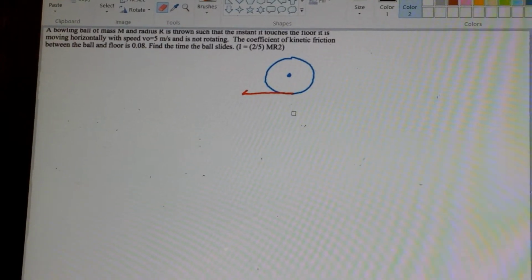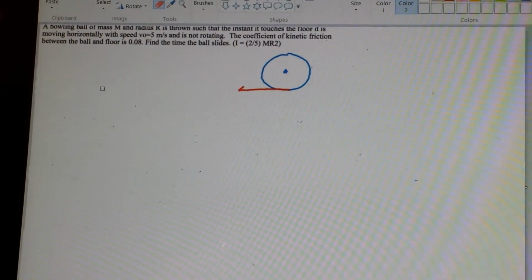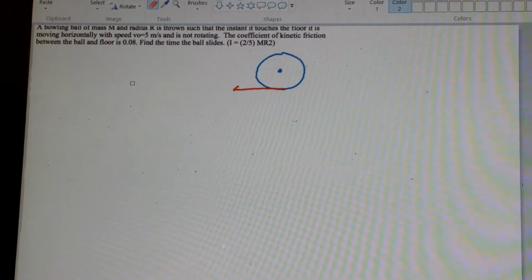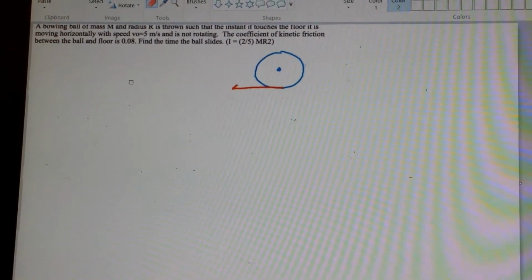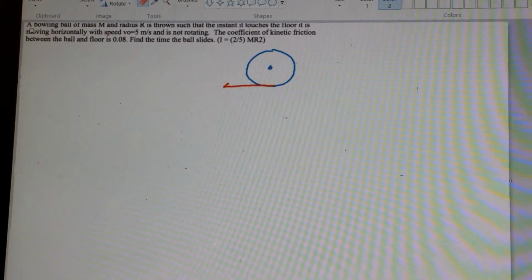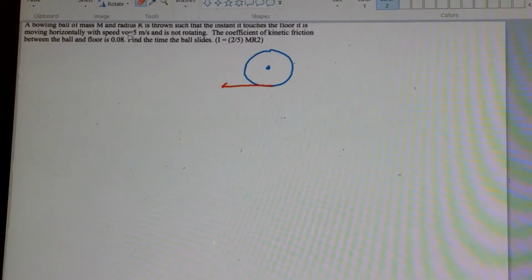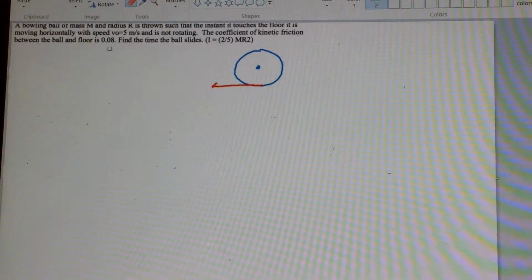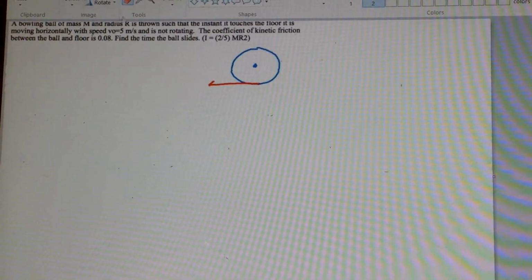This is a problem on rolling with slipping, and you're trying to find when the ball will roll without slipping. So a bowling ball is thrown, and right now it has V equals 5 meters per second. So let's write this out. The ball is going this way with 5 meters per second.